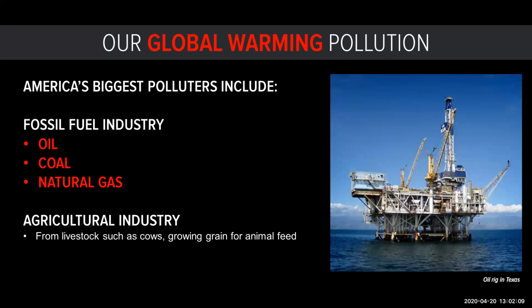So as I mentioned before, the increase of greenhouse gas emissions is making our planet warmer. But where do these greenhouse gases come from? They mostly come from the burning of fossil fuels, which include oil, coal, and natural gas. The extraction, refinement, and burning of these fuels releases greenhouse gases, such as carbon dioxide. Our agricultural industry is another large polluter, as is our transportation industry and our production of goods, like plastic and textiles.